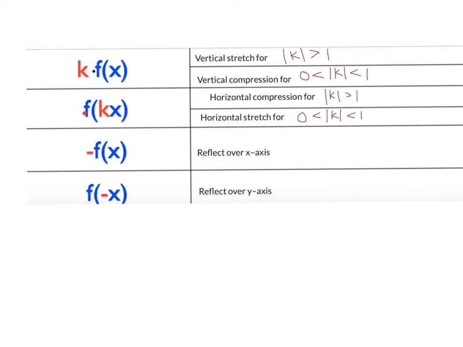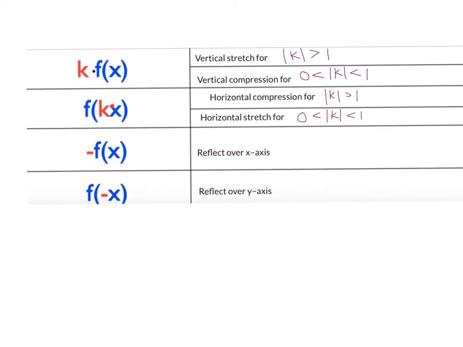This one, if I take my function and I only multiply the x value by a number, if the absolute value of this number is bigger than 1, it's going to be a horizontal compression. So it's actually going to get kind of skinnier. Even if this was a negative 2, the absolute value of negative 2 is definitely bigger than 1, so that's going to be a horizontal compression.